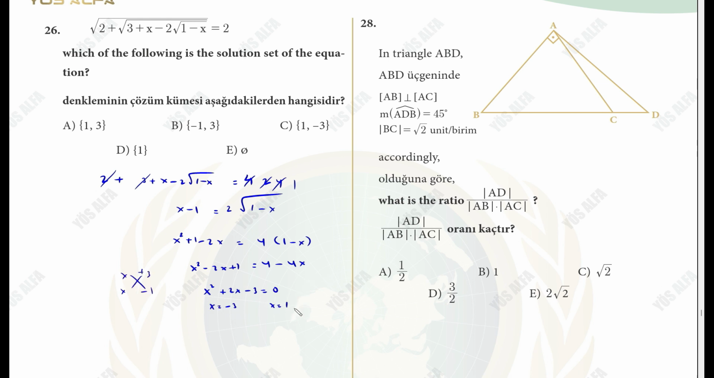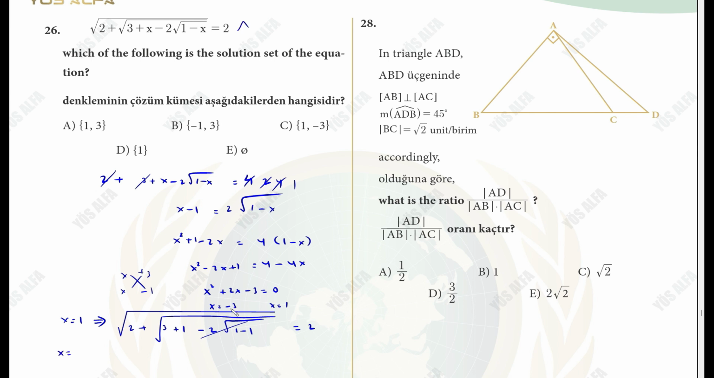So let's substitute this result back into the original equation, starting with x is equal to 1. Then we have 2 plus square root of 3 plus 1 minus 2 times square root of 1 minus 1, and so we have this. So this is 0. 3 plus 1 is 4. Taking out of the root, it becomes 2. 2 plus 2 is 4. So our answer is 2. So it agrees with the given equation.